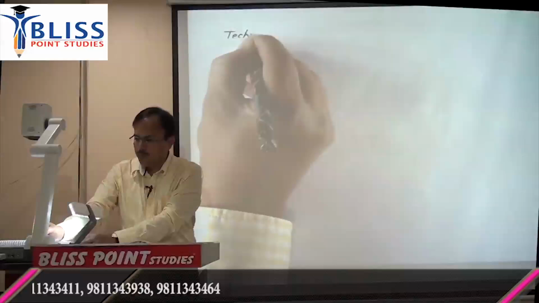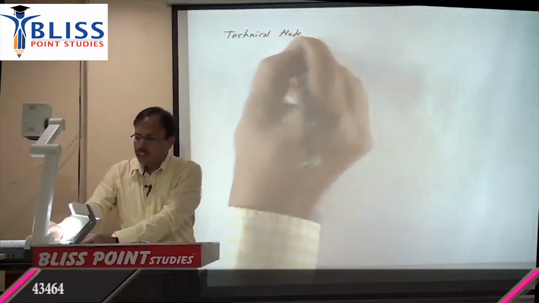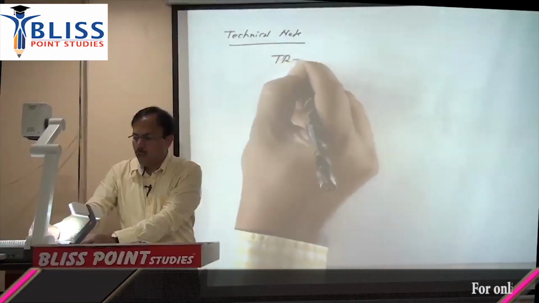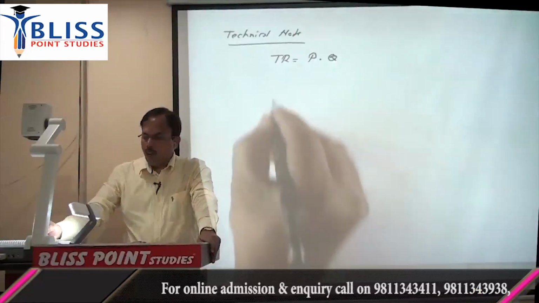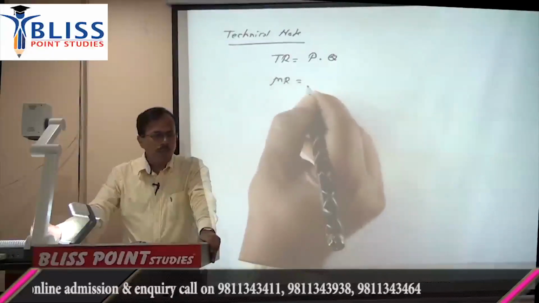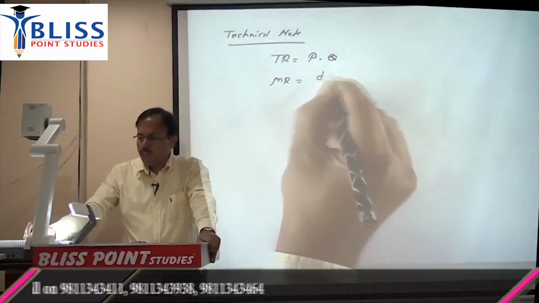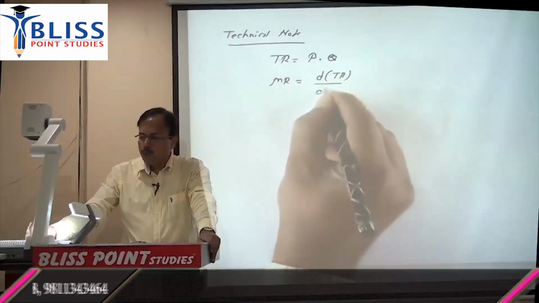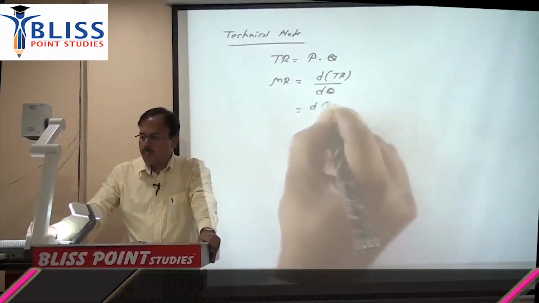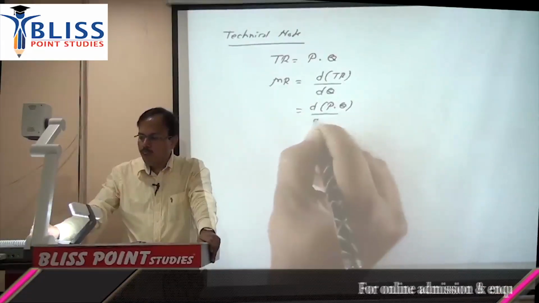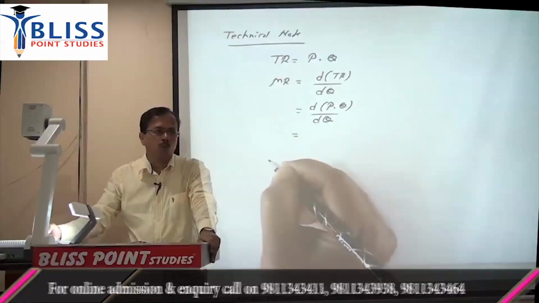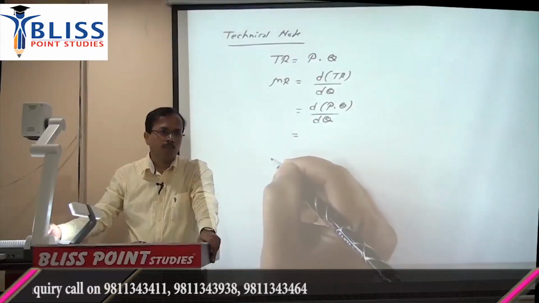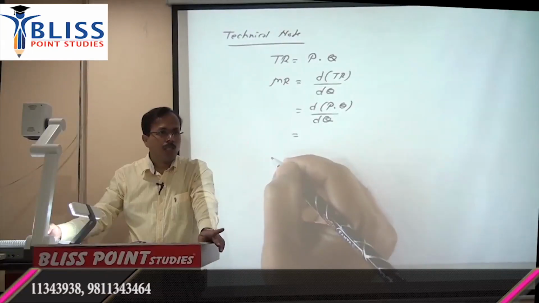एक टेक्निकल नोट यहाँ पे जरा लिख लेंगे. Whenever you write total revenue, in fact you write price into quantity, P into Q, and to calculate MR, in fact you differentiate total revenue with respect to quantity. So you are differentiating price into quantity with respect to quantity. So when you differentiate P into Q with respect to Q, what will be the outcome? P is not constant. Constant होता तो P.